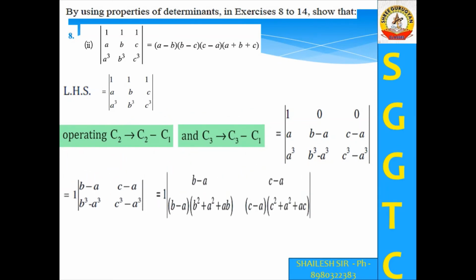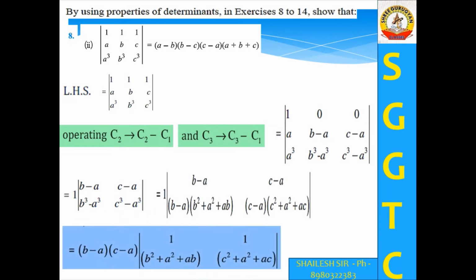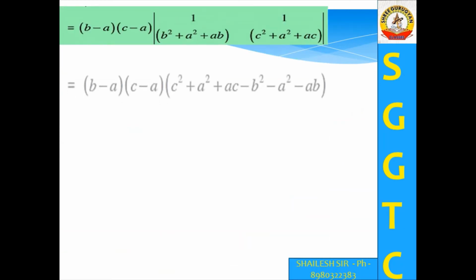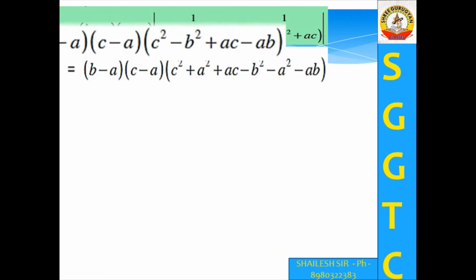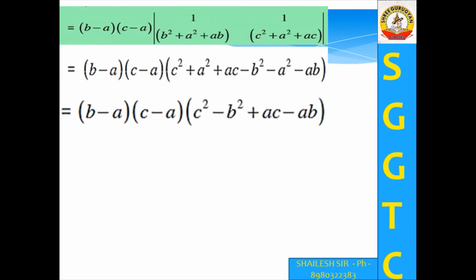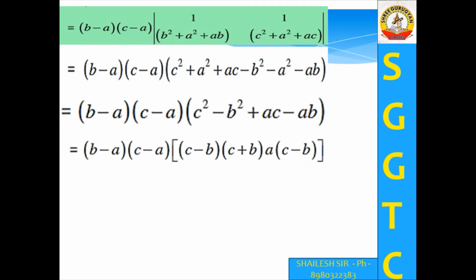And C3 changes to C3 minus C1, you get 1 0 0, B minus A, C minus A, B cube minus A cube, and C cube minus A cube. Now, formula wise, you just expand by the column. Further calculate simply: principal diagonals minus secondary diagonals, and I write the square values in combined form.